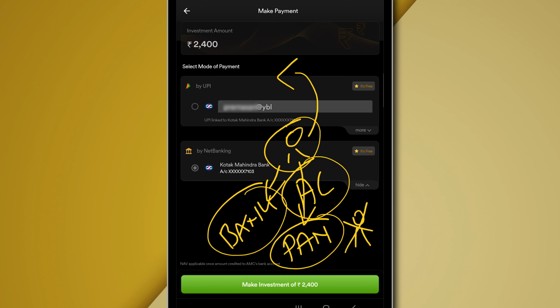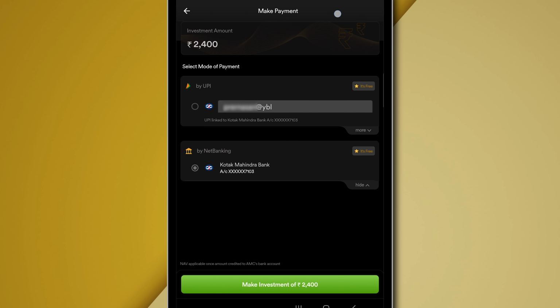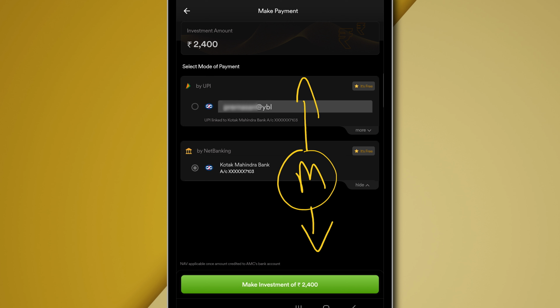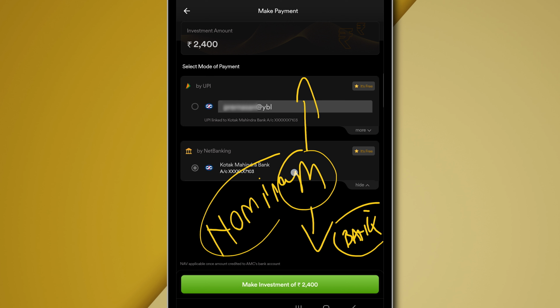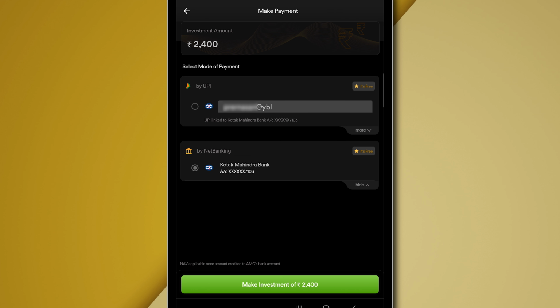If you want someone else in your family to make an investment, help them open an account for themselves. So always remember that all the money that you put in this account and remove from this account will be from your own bank. There is a concept of nominee which I have explained in a different video. You should also understand that, and you should set a nominee when you set up your account. But for now, let's select UPI and proceed with the investment into this mutual fund.